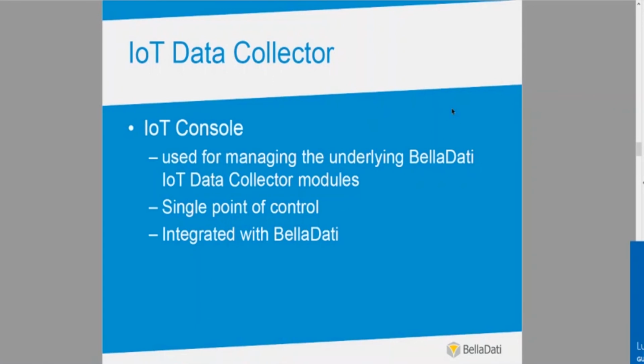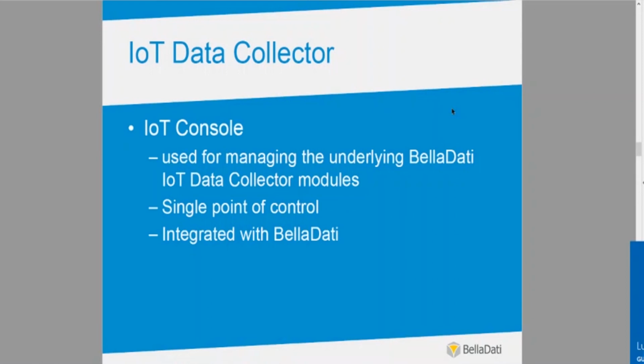So the question is how to operate the collector. You can operate it completely manually from the command line. So you will just install it and change everything inside the configuration files, which is sometimes complicated. But if you want to do some crazy customization, it's the only way to do that. But for the normal standard operation, you can use the IoT console.